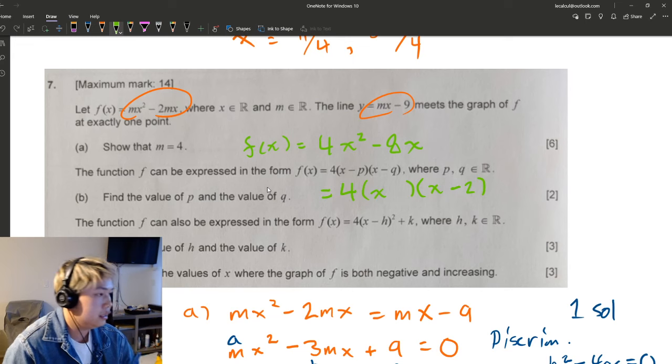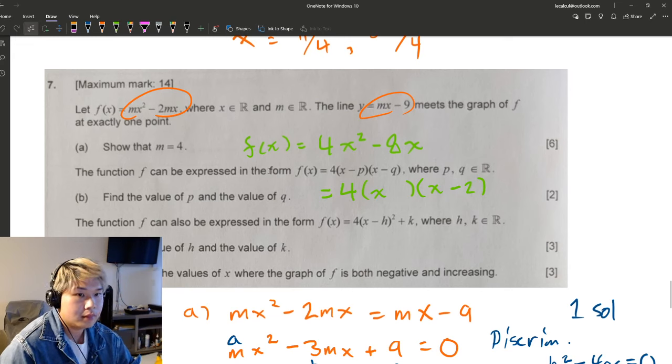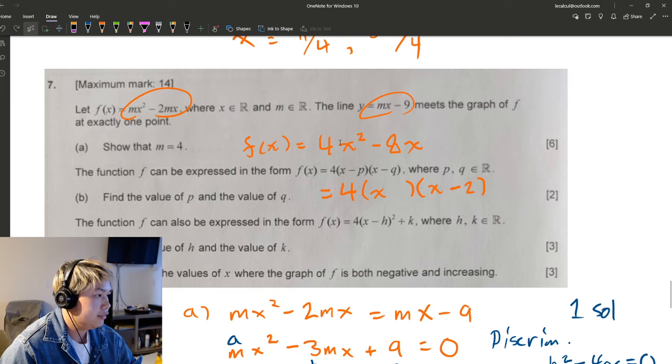I think this, right? Should I make that orange so it's easier to see? Yeah. Right? Factor out 4x, and then this is what I'm left with. So p, I guess, is 0, and then q is 2.